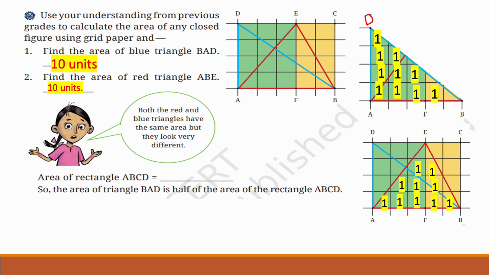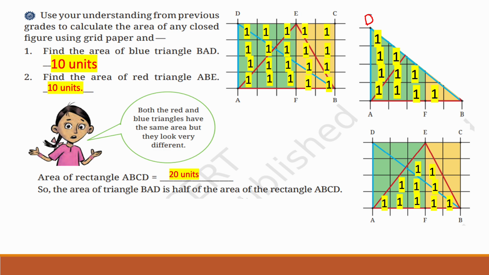Squares which are covered by the figure by less than half are not taken. Both the red and blue triangles have the same area, but they look very different. Then, what is the area of rectangle ABCD? How many units are there? 20 units. So, the area of triangle BAD is half the area of the rectangle ABCD.